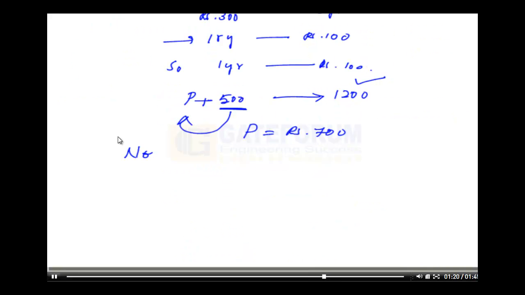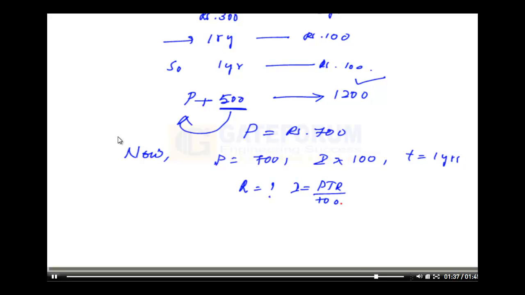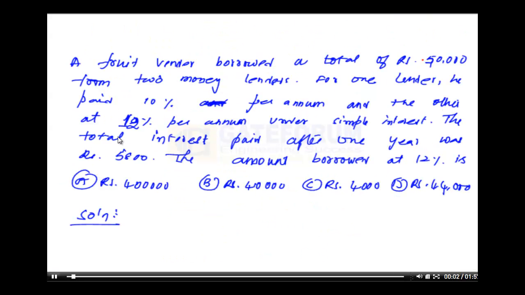Now we know the principal, which is 700 rupees, and also we know the interest for 1 year, that is 100 rupees, and time is of course 1 year. From this we can easily find the value of R by using the formula I is equals to PTR by 100. If we substitute all the values, then the value of R is obtained as 14 2/7%. So the required option is D.